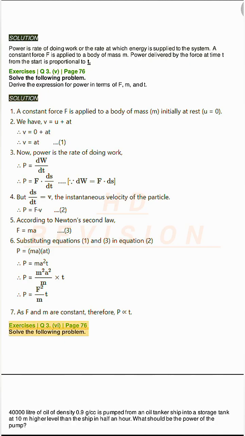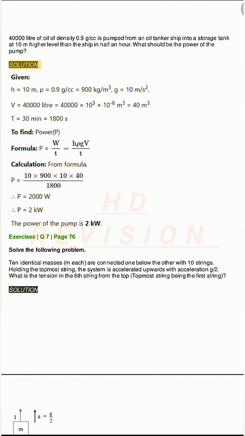Exercises Q3. B page 76. Solve the following problem. 40,000 liters of oil of density 0.9 grams per cc is pumped from an oil tanker ship into a storage tank at 10 meters higher level than the ship in half an hour. What should be the power of the pump? Solution.